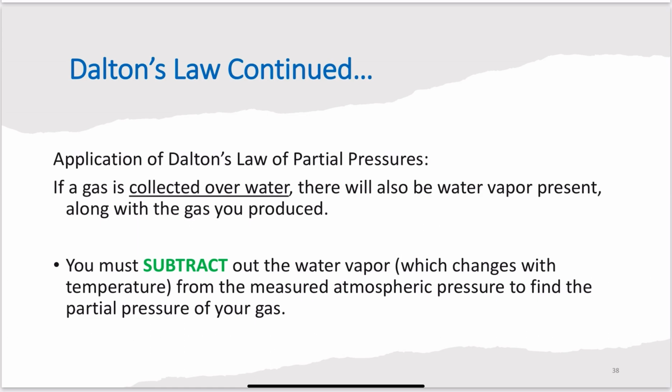If you put out a container of water on the countertop, depending on the temperature in the room, it will take longer if it's colder, less time if it's hotter, but the water will evaporate away. That's because water is able to enter into the gas phase even when it hasn't reached its boiling point. Hence, it has a vapor pressure. And so when gas is collected over water, water gets trapped in there as well. There will be water vapor present along with the gas you produced. So what you do to correct for this is subtract out the water vapor, the amount of which is dependent upon temperature. You subtract the water vapor from the measured atmospheric pressure to find the partial pressure of your actual gas.